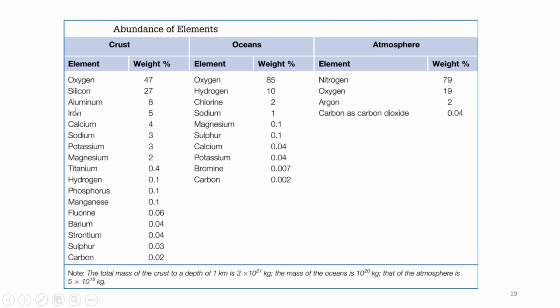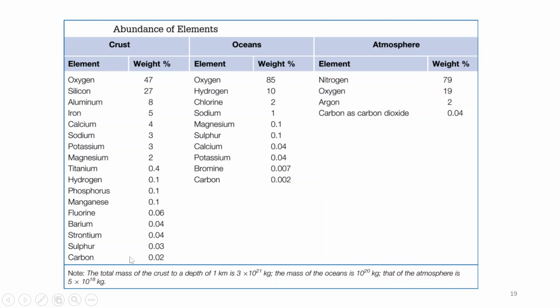It is 27 weight percent. Then you have aluminum. Aluminum is found in the form of alumina. Iron oxide is also found, so iron. Then calcium, sodium, potassium, magnesium, titanium, hydrogen, phosphorus, manganese, fluorine, barium, strontium, sulfur and carbon.